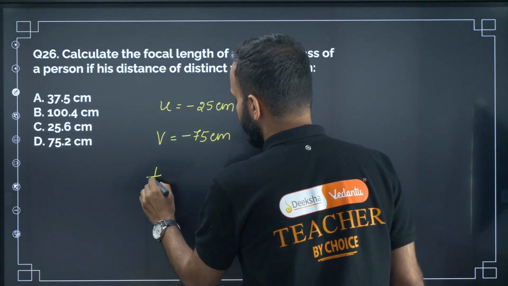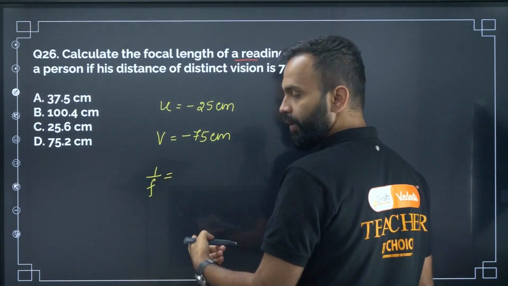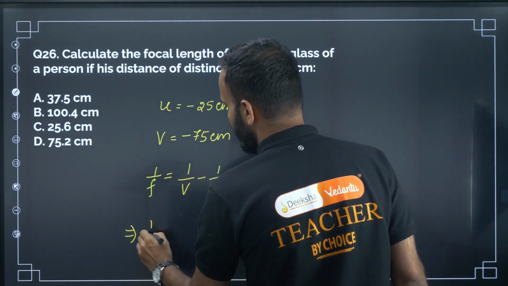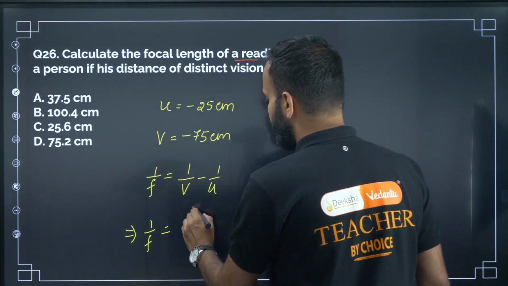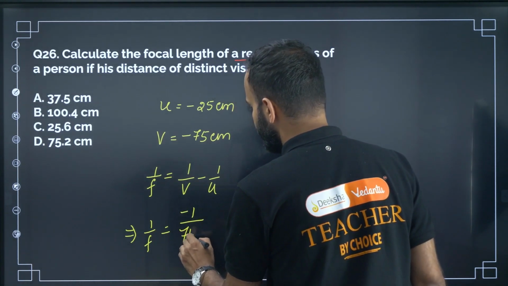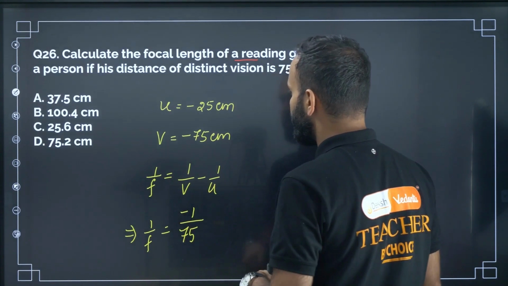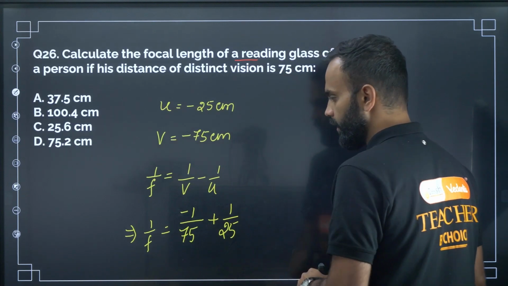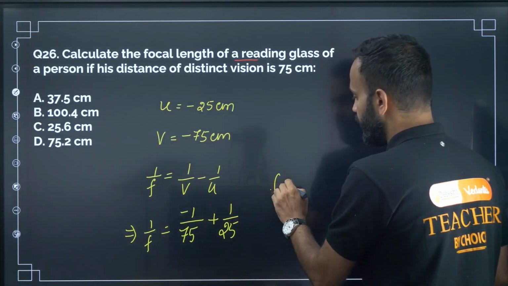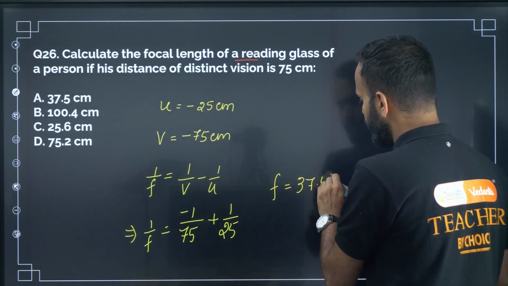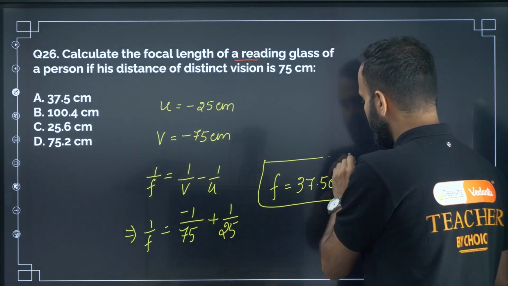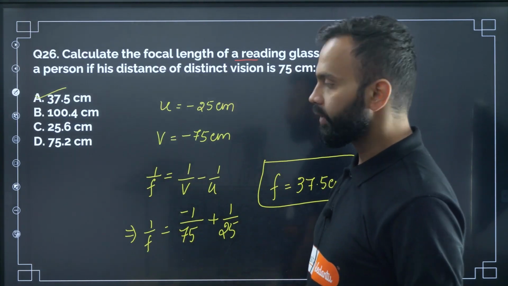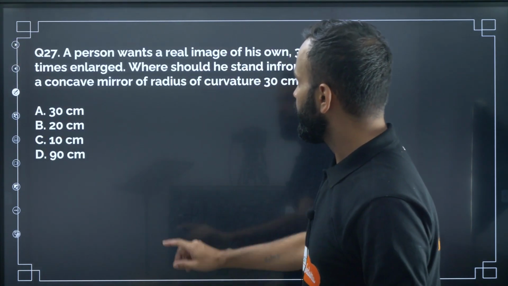Now apply the lens formula, 1 divided by f equal to 1 by v minus 1 divided by u. So 1 divided by f equal to 1 divided by v, that is minus 75 centimeter, minus 1 by u. u is minus 25 centimeter, so it is plus 1 divided by 25 centimeter. Solve this, you will get f equal to 37.5 centimeter. So the correct option is A. Next question.